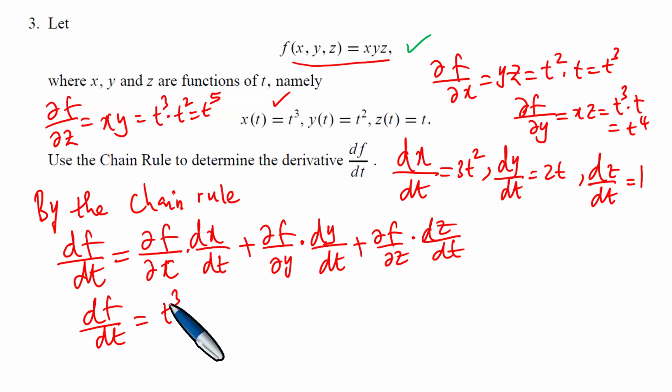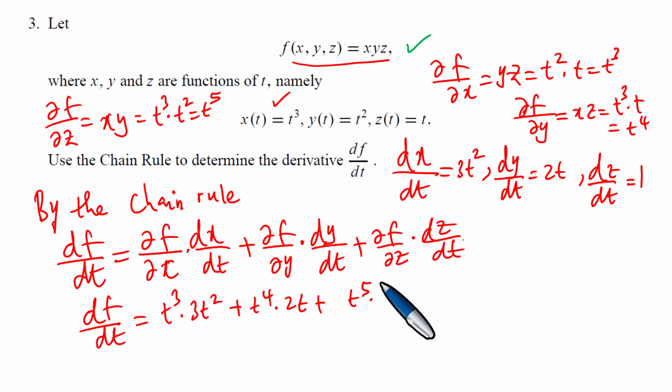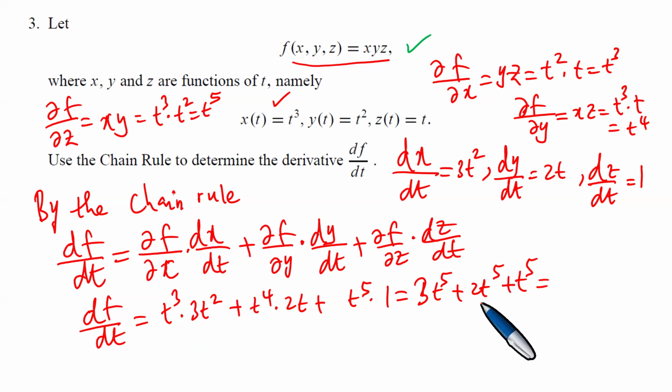We have also seen the following. dx dt is actually 3t squared, and then df dy is t to the fourth power. dy dt is 2t. df dz is t to the fifth power. dz dt is 1. So this is 3t to the fifth power, 2t to the fifth power, t to the fifth power, and this adds up to 6t to the fifth power.